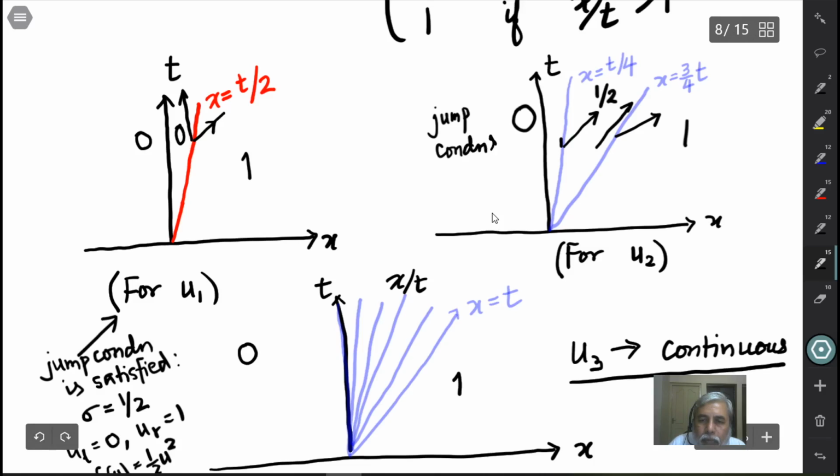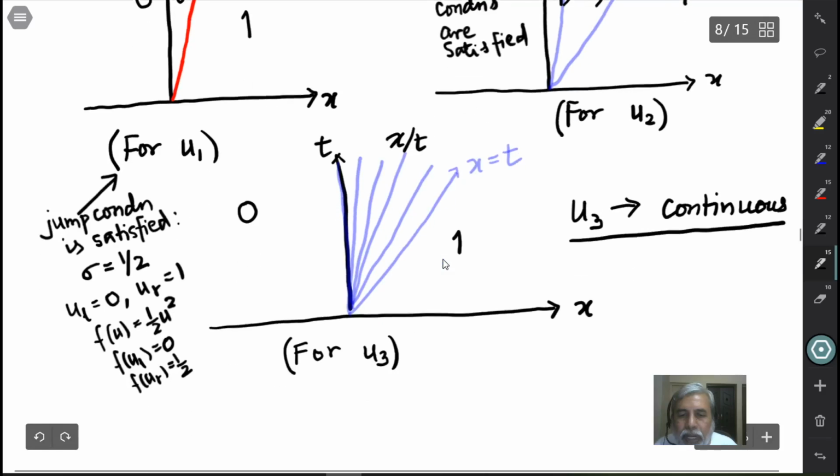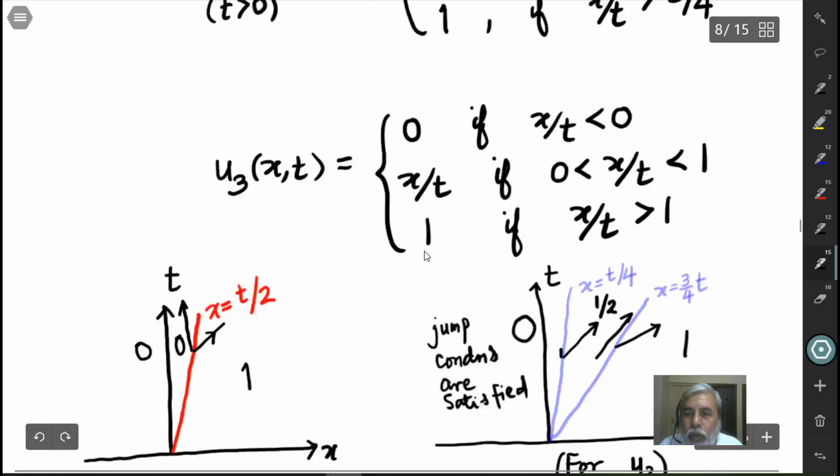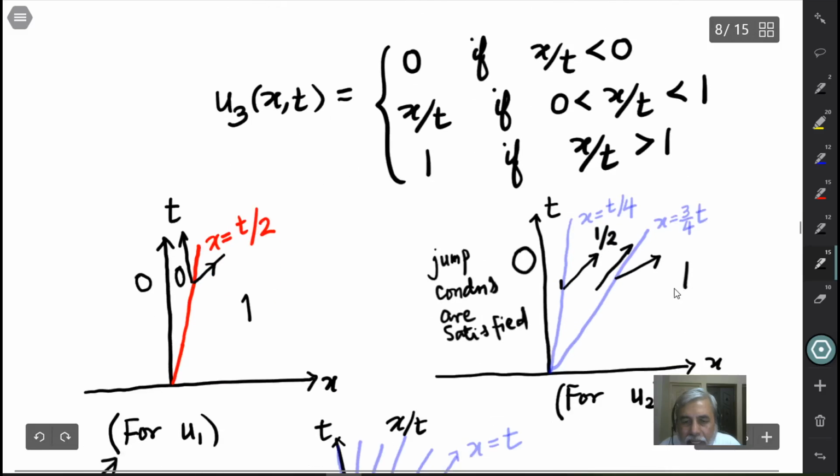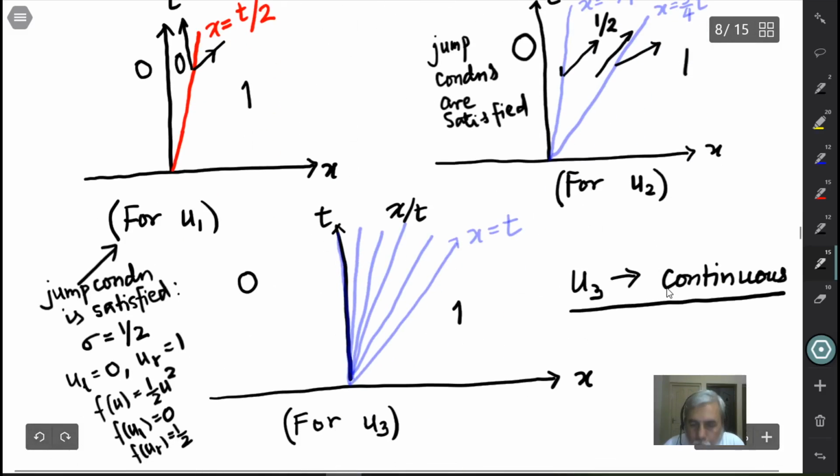Now there are two, so you can see. What about u3? For u3 there is no need to verify the jump condition, though apparently you see that x equals 0 and x equals t, but across those two this u3 is continuous.